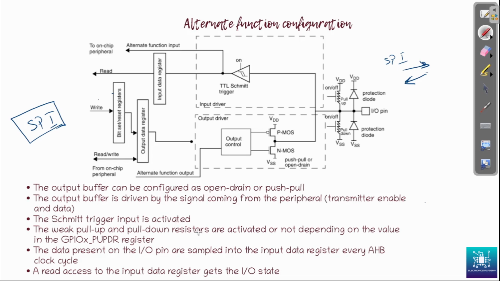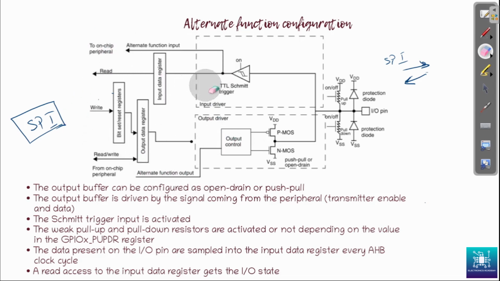The weak pull up and pull down resistors are activated or not, depending on the value of the GPIO PUPDR register, which is the same. And then the data present on the IO pin are sampled into the input data register every AHB clock cycle, which we have seen previously also. And a read access to the input data register gets the IO state. So if you want to know what is on the line, then you can read this value. But then otherwise, the entire operation takes place over the alternate function output and alternate function input value.